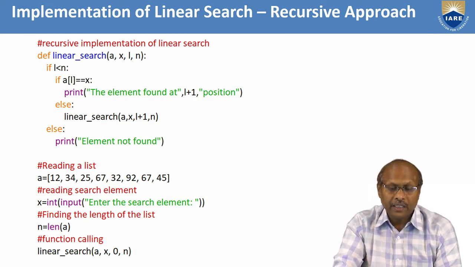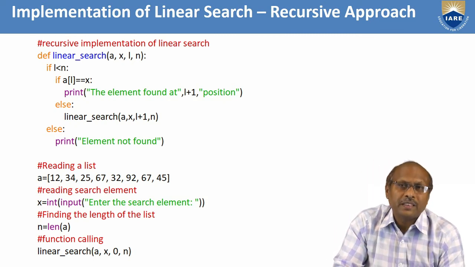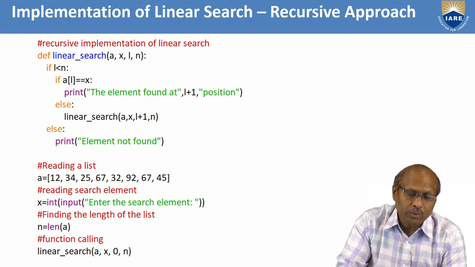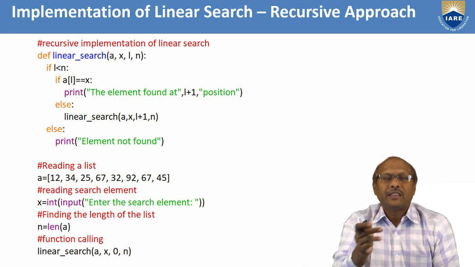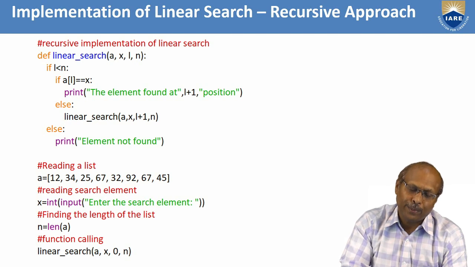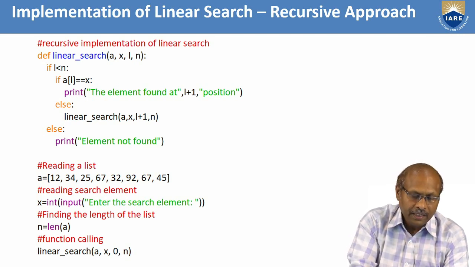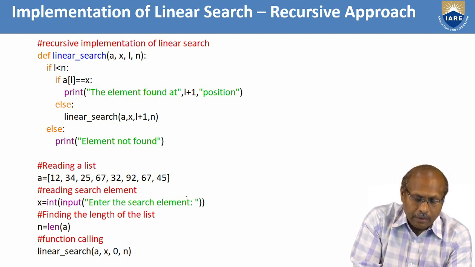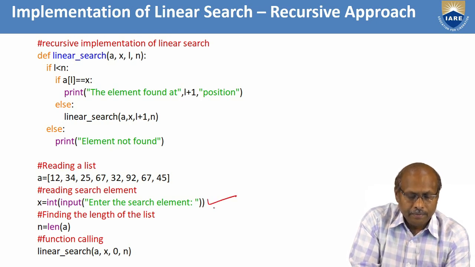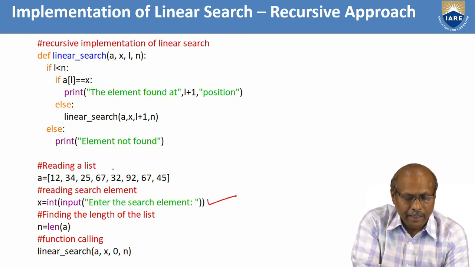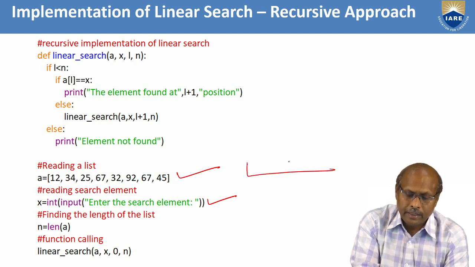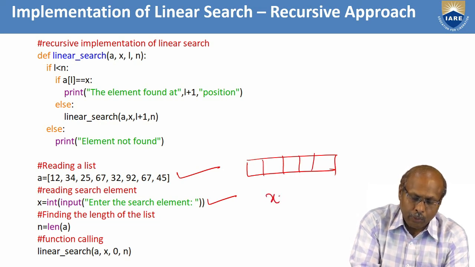Similarly, implementation of the linear search using a recursive approach. The same program you can write using a recursive way also. Recursive means the same program has to call itself. That is called recursive. See, I am reading an element to search. Initially my array has these elements: 12, 34, 25, 67, 32, 92, 67 and 45. This is available in the list. And this element x you are trying to find.